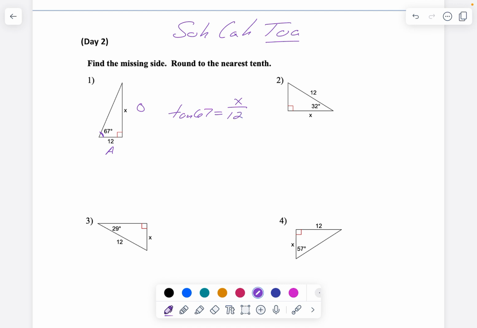And you can see we have everything we need except x, but we have everything else in order to find x. Now to get x by itself, since it's x divided by 12, I'm going to multiply both sides by 12. So 12 tangent 67. So you're going to put that in your calculator. 12 tangent 67. You don't need the times. Notice we're rounding to the nearest tenth. So we're going to have x equals 28.3 is what we're going to get.